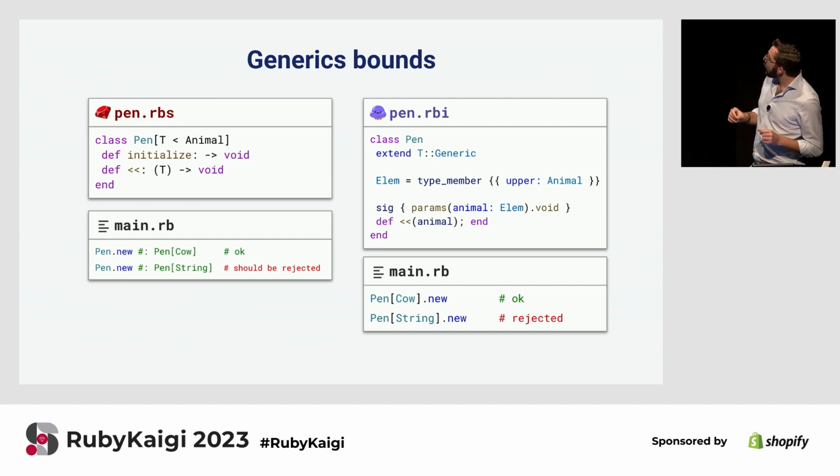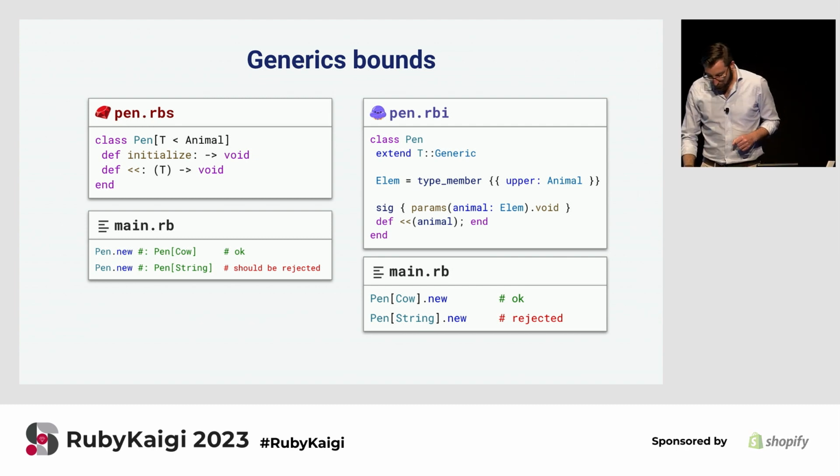In RBI it's the same. We can set an upper bound to the type member, saying this has an upper bound of Animal, and so when we try to do Pen[String].new, it's getting rejected by Sorbet.